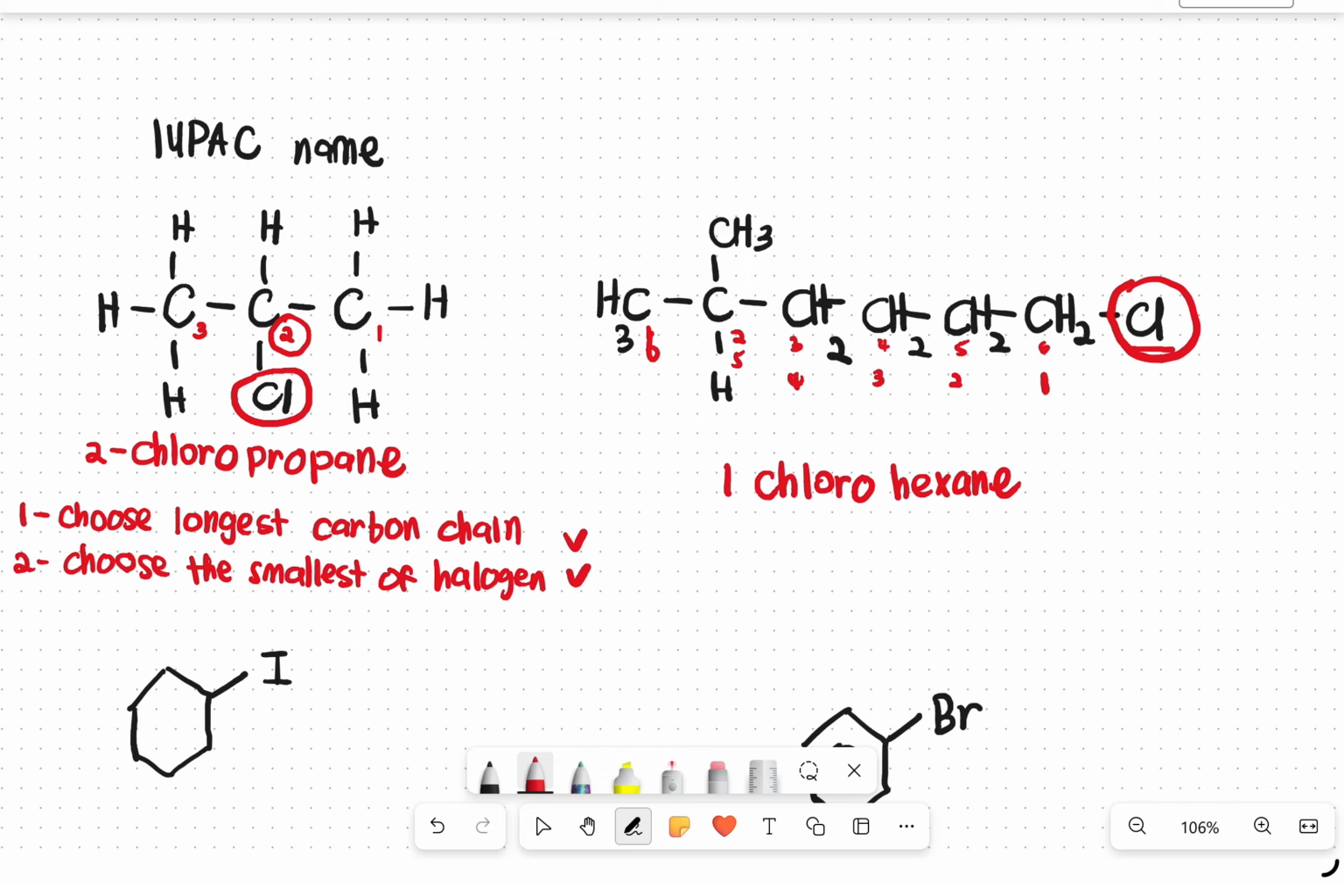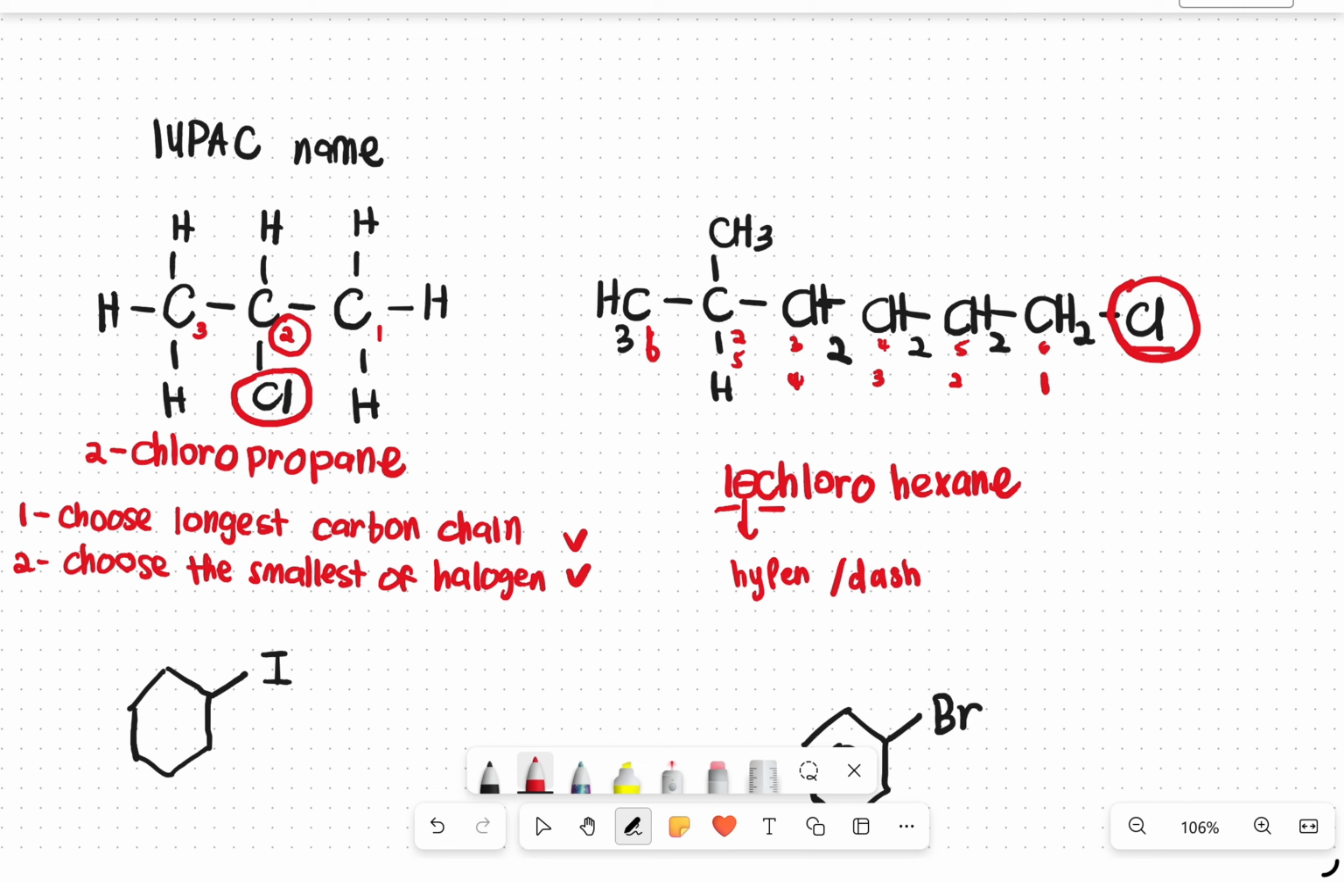So if you put 1-chlorohexane, also can, but usually 1 is invisible. Okay, 1 is invisible, so we don't put 1. But if you want to put 1, it is okay. But again, for naming, make sure you know the rules. Number and alphabet should be separated by hyphen, or dash.